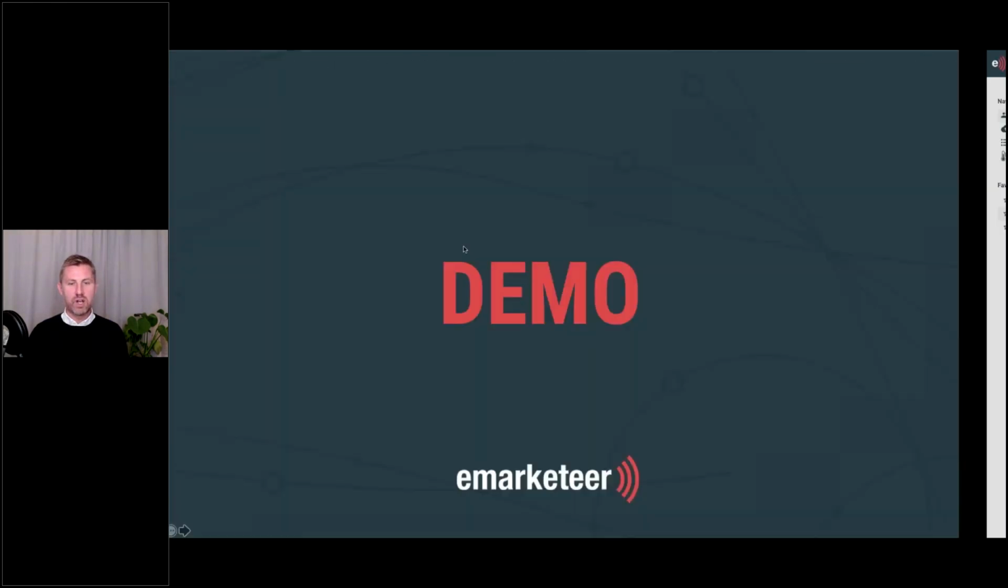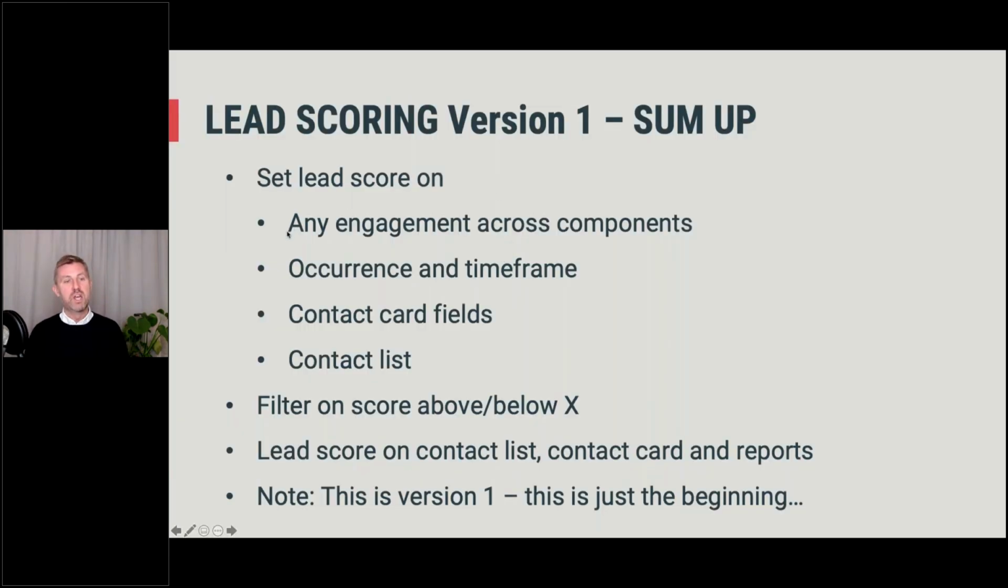All right, so summing up, you can score on engagement across all components in eMarketeer, including a website and specific pages. You can take into consideration occurrence, how many times did something happen, and time frame, how long ago do I care about this specific action. You can score on contact card fields and belonging to contact lists. These are the things that we score on. You can filter on scores, like I showed you, and create hot, warm, and cold filter lists.